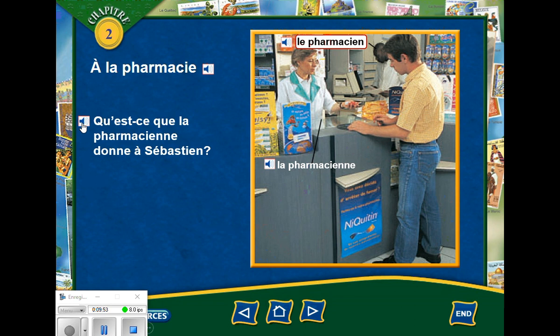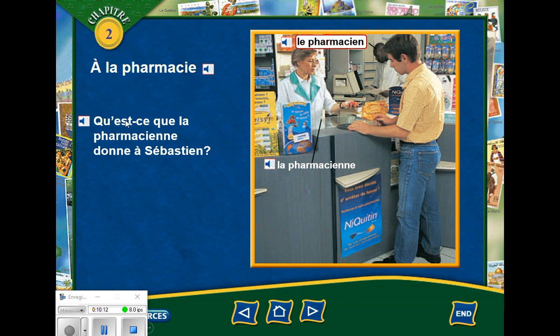Qu'est-ce que la pharmacienne donne à Sébastien? You recognize this verb, it's donner, to give. Qu'est-ce que, it's a question word. It means what. Notice it doesn't say qu'est-ce que c'est. Qu'est-ce que c'est means what is it. This is just qu'est-ce que. This whole thing that I'm circling here means what.